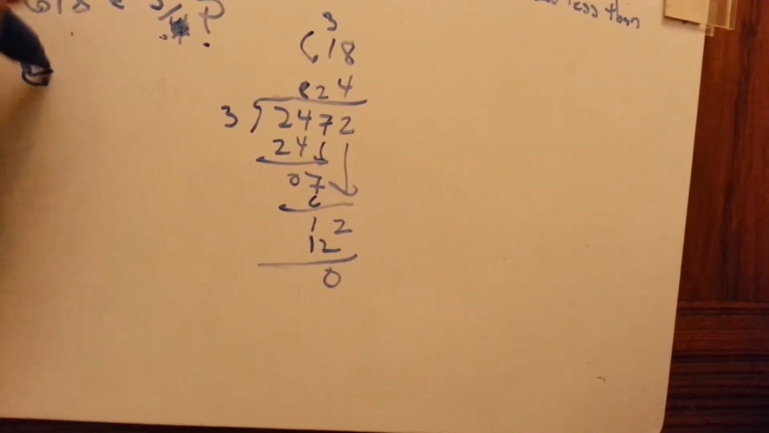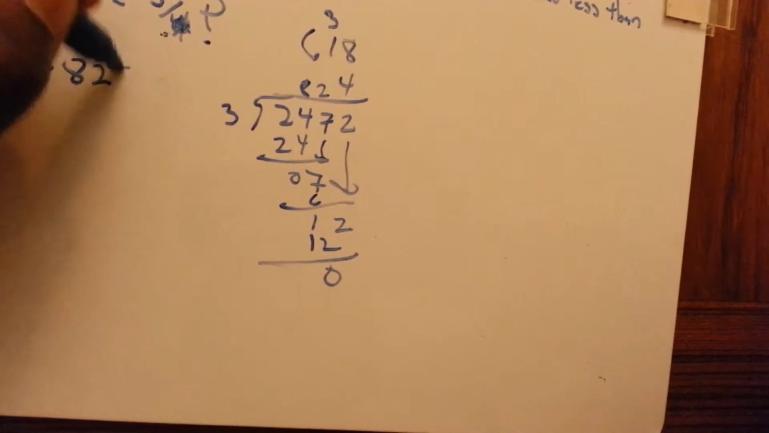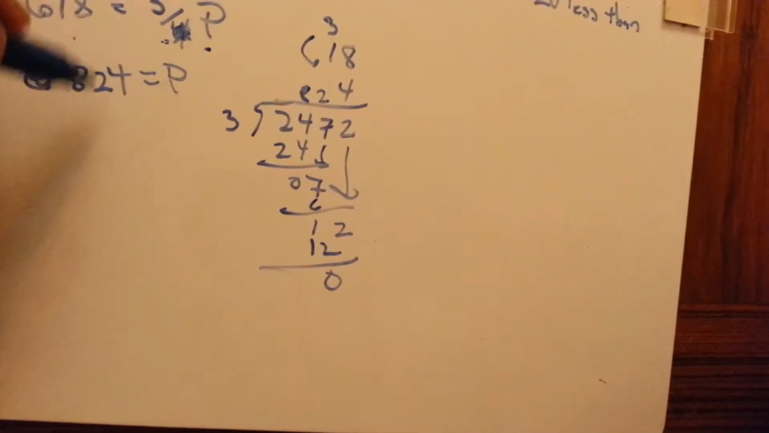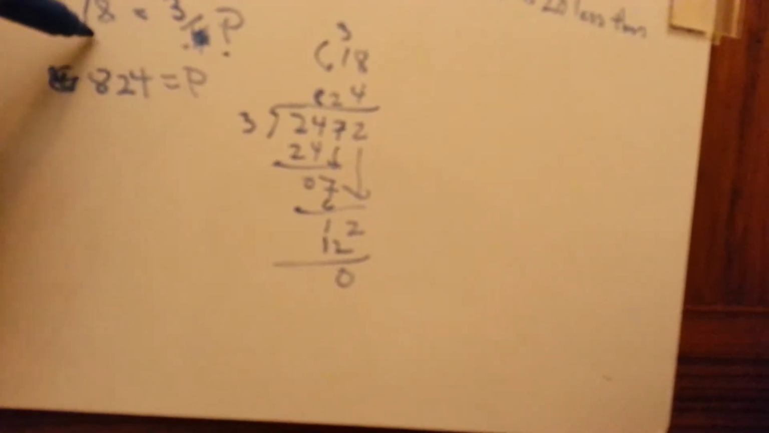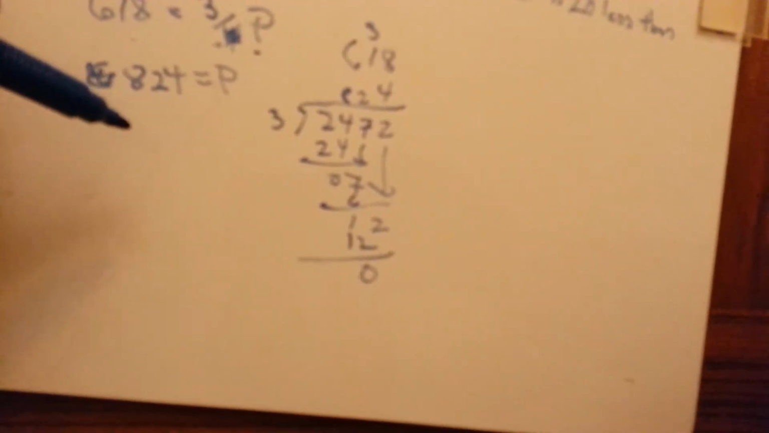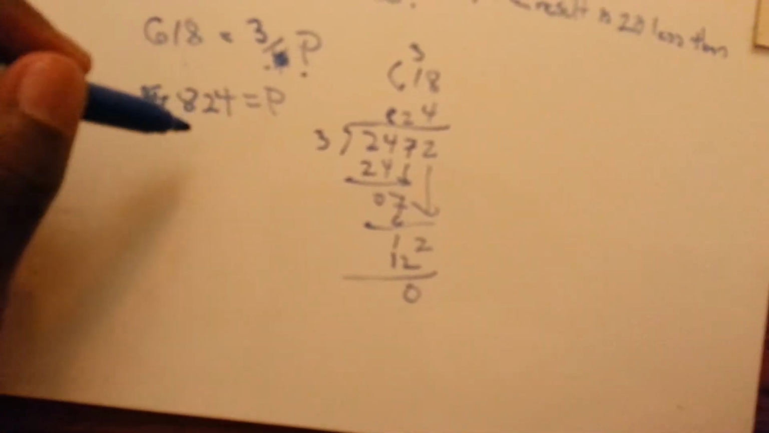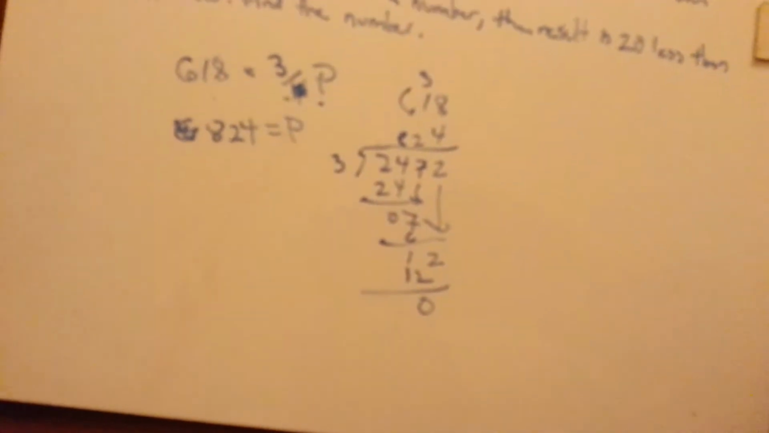824 equals P. That step there is the same thing as dividing 618 by 3/4. It's the simple way to do that. So P equals 824. Next one.